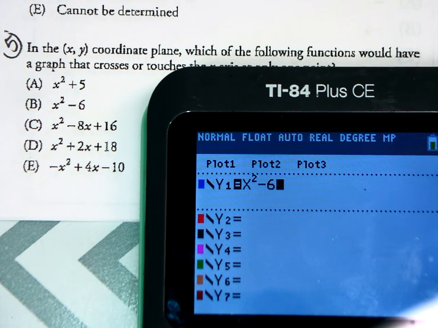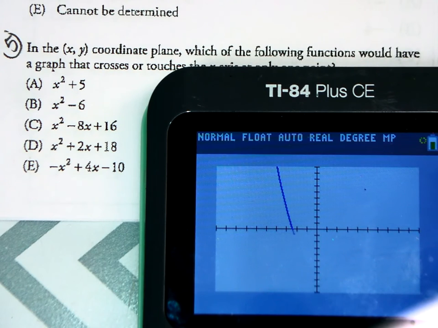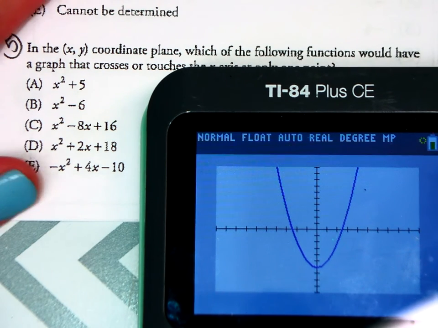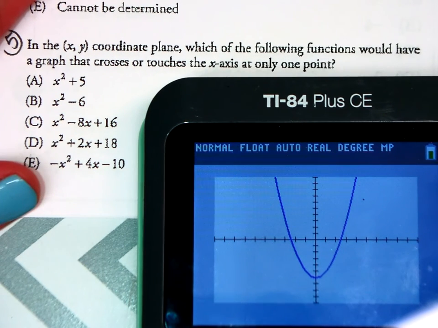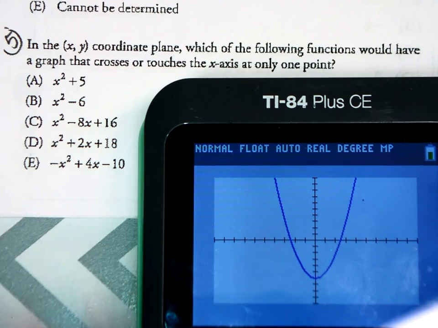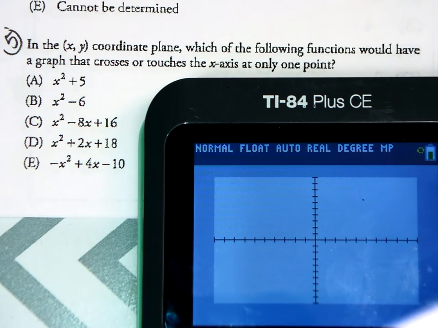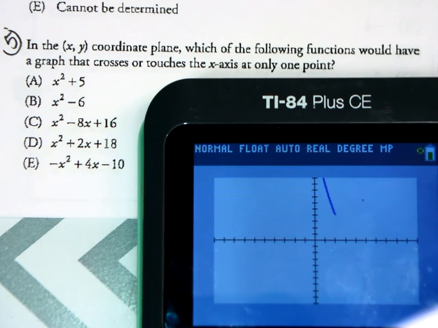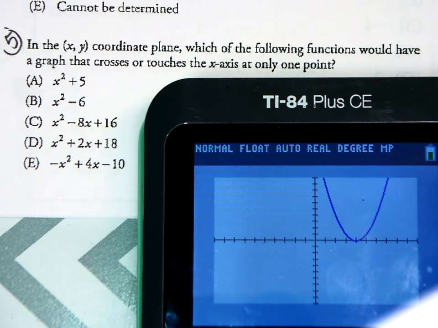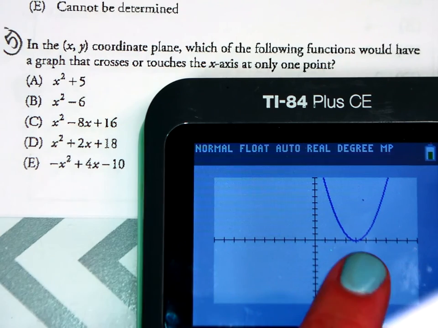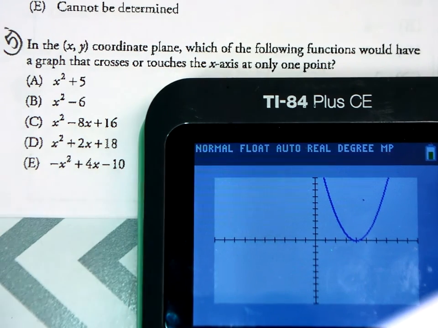So this would be minus 6. We're looking for which one touches only one time at one point. This crosses at 2 points, so B is out. Next we have x squared minus 8x plus 16. We'll graph that one as well. When we graph it, notice how it only touches at one location here. So the correct answer is answer C.